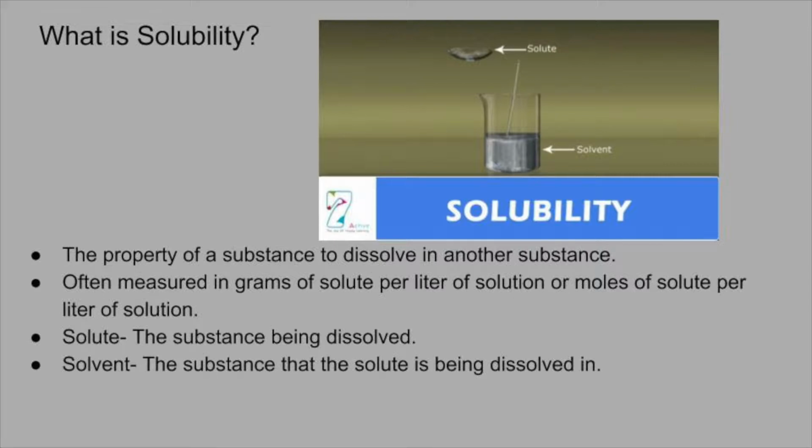Today we will be learning about solubility, and the first thing we must ask is, what is solubility? Solubility is the property or ability of a substance to dissolve in another substance. A few things to know is that the substance being dissolved is called the solute, and the substance doing the dissolving is called the solvent.